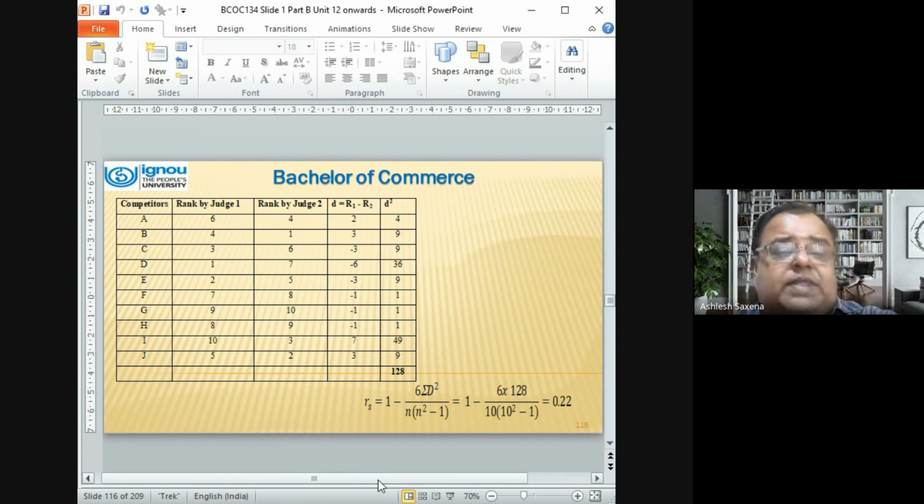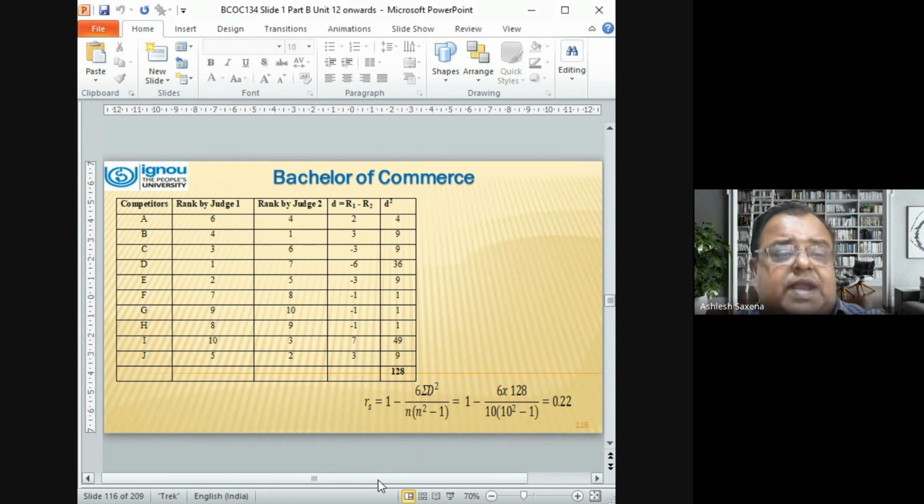We have to keep one thing in mind. In this particular problem, the ranks are given. We have not determined the ranks. When the ranks are given, we don't have to apply any such procedure. We straight away find the difference. D is equal to R1 minus R2.